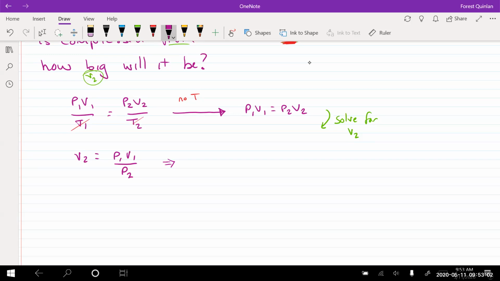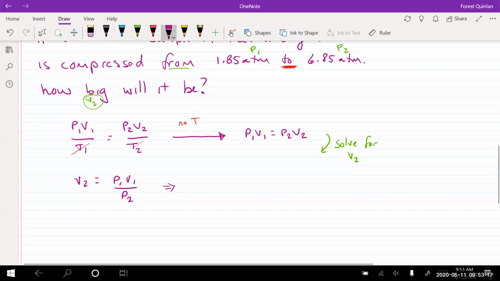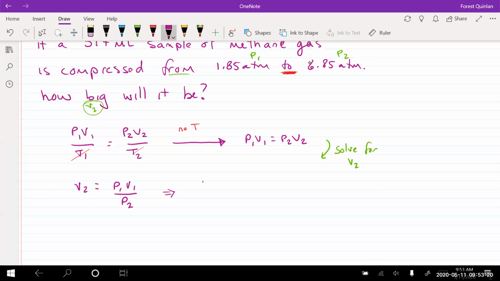Now again, so that we don't run into problems, we compressed it. Is it going to get bigger or smaller? Smaller. So at the end of the day, hopefully our number is smaller. So we go back up to our conditions there. We have P1 at 1.85 atmospheres. V1 we said was 517 milliliters. And P2 was 6.85 atmospheres.